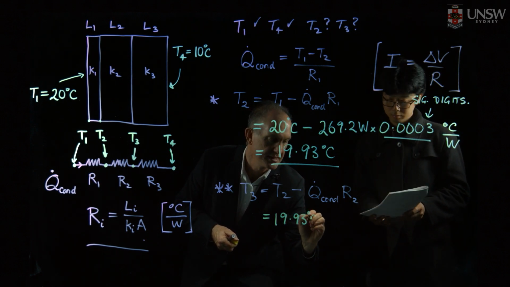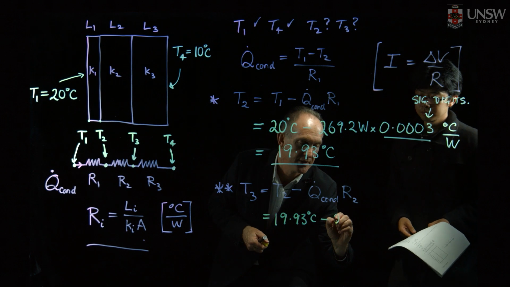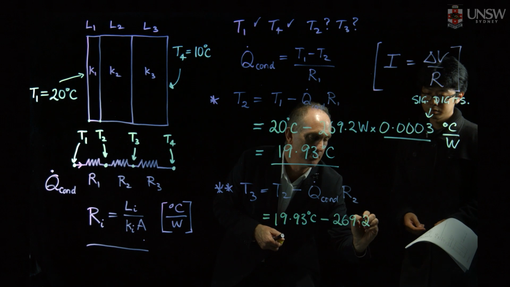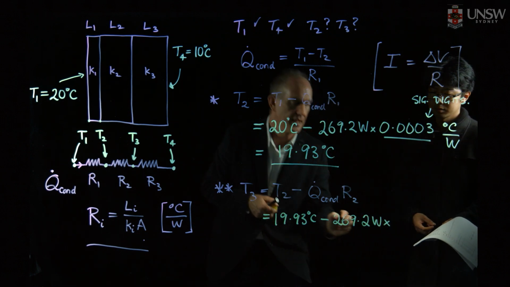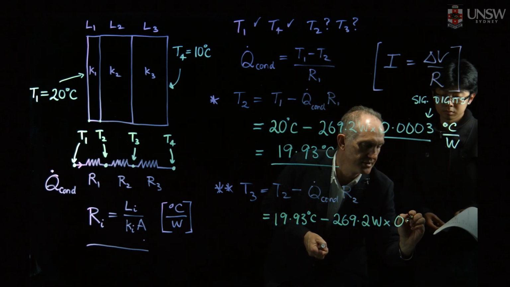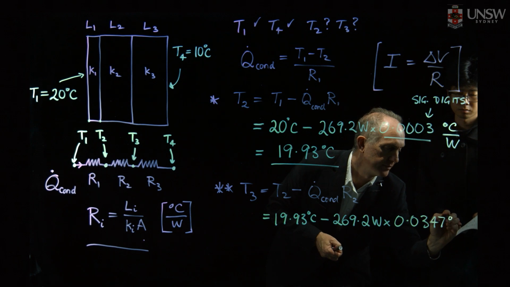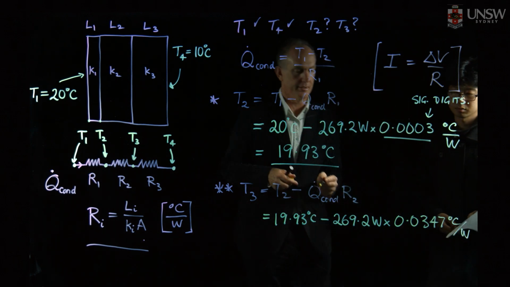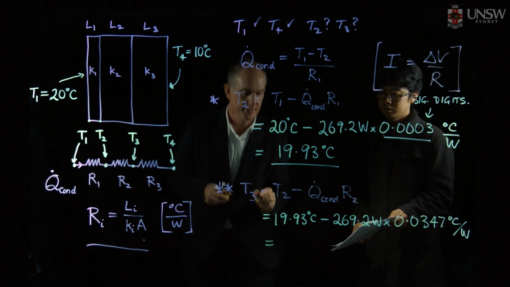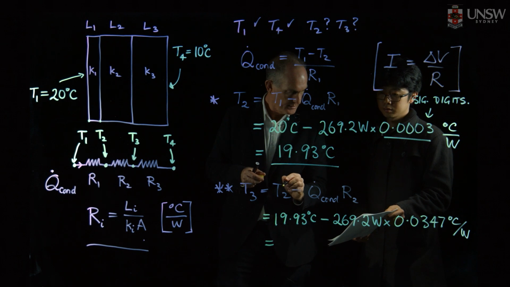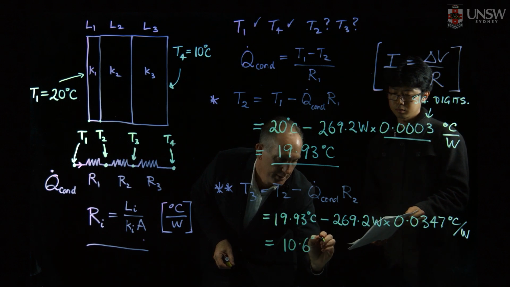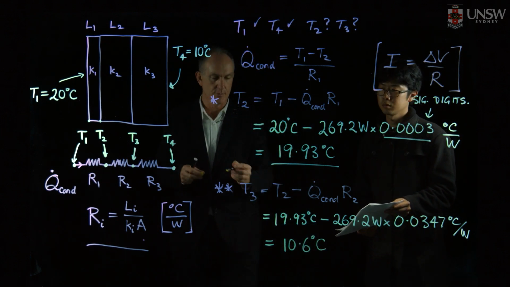is 19.93 degrees Celsius. We've got the same amount of heat flowing through our second thermal resistance, 269.2 watts, but we're now dropping it across, well, we've got a thermal resistance R2, which is 0.0347 degrees C per watt. So that gives us T3 is going to be 10.6 degrees Celsius.